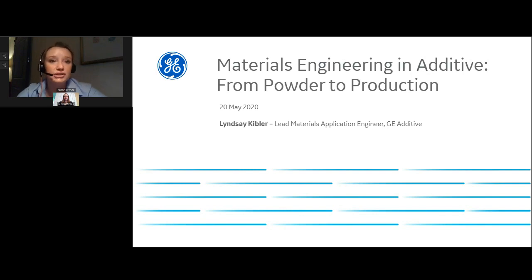Every single action or decision you make during the additive manufacturing process has an impact on the in-state material properties of your finished part. Lindsay's presentation today will look at topics like metal powder characteristics, machine hardware and process settings, part geometry, and thermal processing and surface treatments, and the effects of each on material properties.